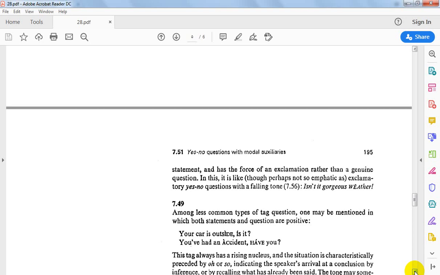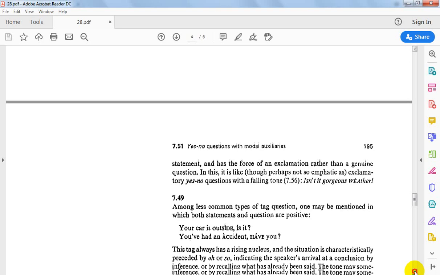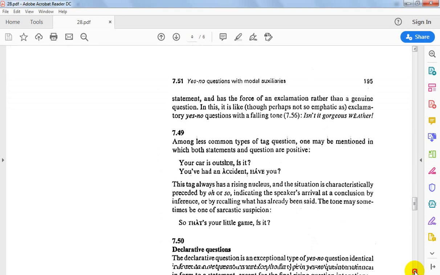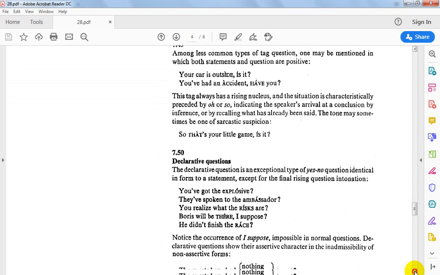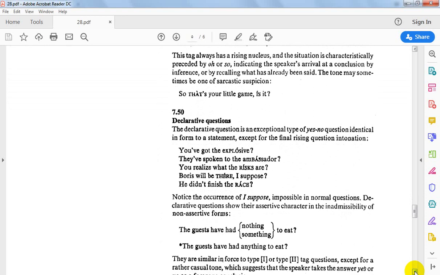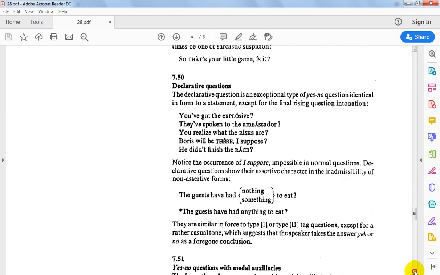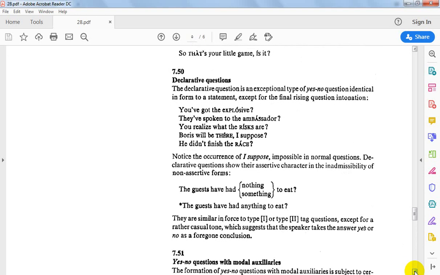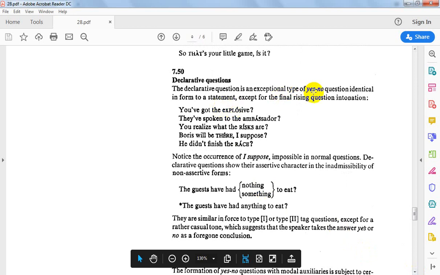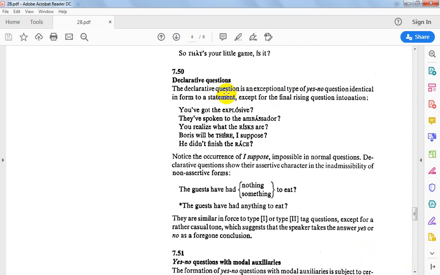But it is a question by its way of pronouncing. The intonation itself makes this statement what? A question. The declarative question is an exceptional type of yes-no question, identical in form to a statement, except for the final rising question intonation.